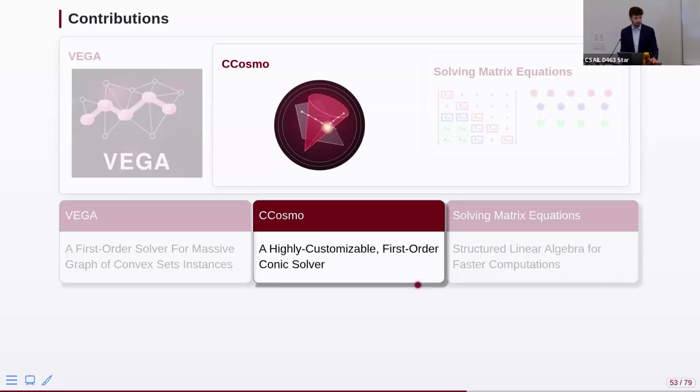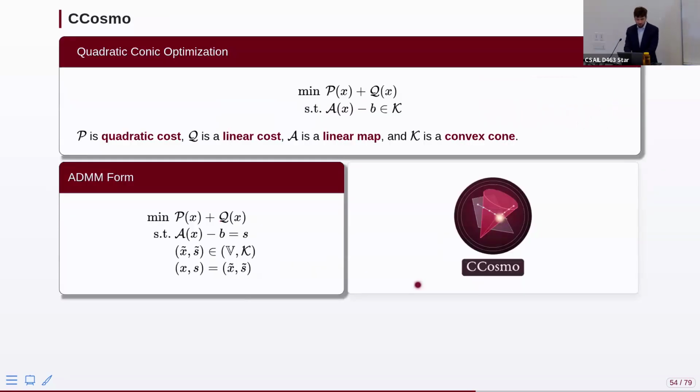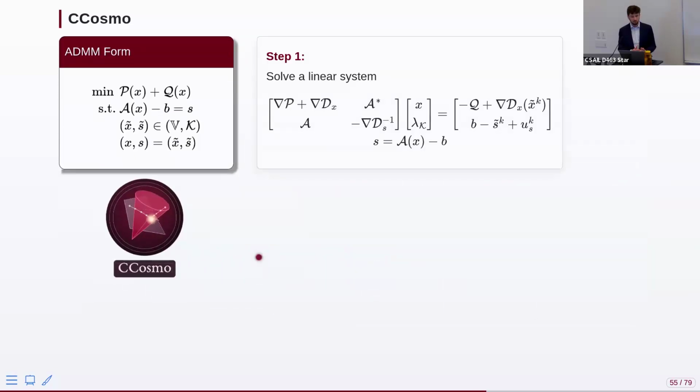So that's going to move on to the C-Cosmo solver that I wrote, which is a highly customizable first order conic solver. And it targets these types of programs by, again, applying ADMM. And the reason for that is ADMM is super, super easy to warm start. To apply ADMM to this problem, what you do is you introduce a slack between the linear subspace and the cone. And so you ask that your X and your S need to live in the linear part of the program. And then you introduce copies of those variables that you're going to ask to live in the conic part of the program. And what C-Cosmo does is it alternates between minimizing with respect to the linear part and minimizing with respect to the cone.